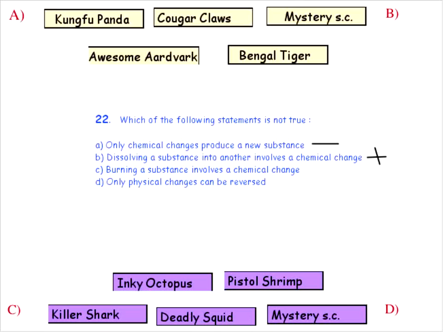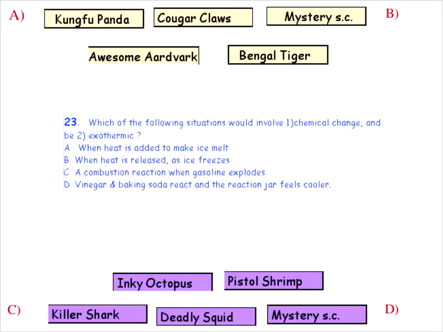Okay? Burning a substance involves a chemical change. True. Something new is produced when you burn something, right? Only physical changes can be reversed. That's true. Chemical, you can't. So again, only B is not true. Dissolving is not chemical, it's physical.